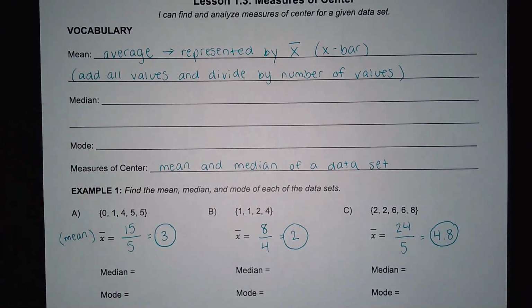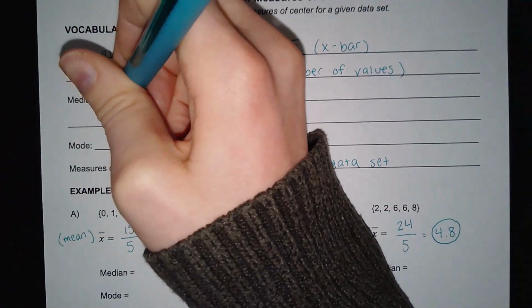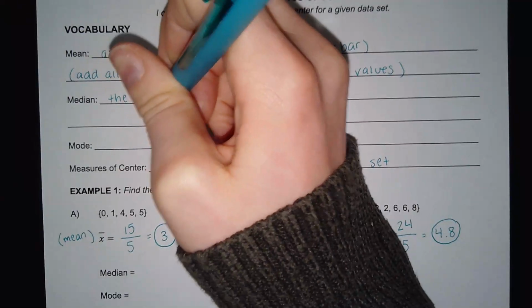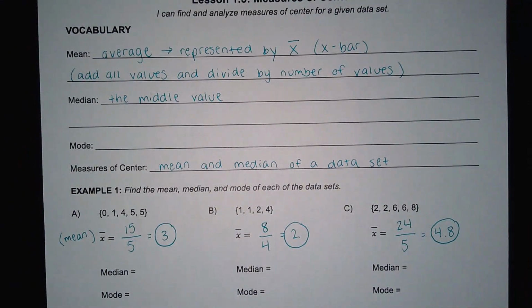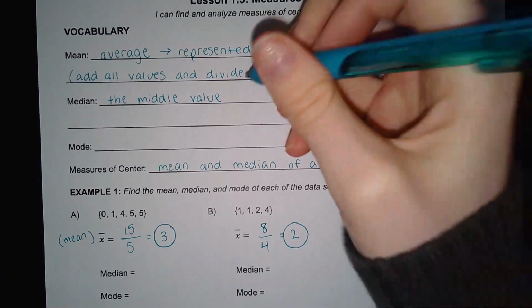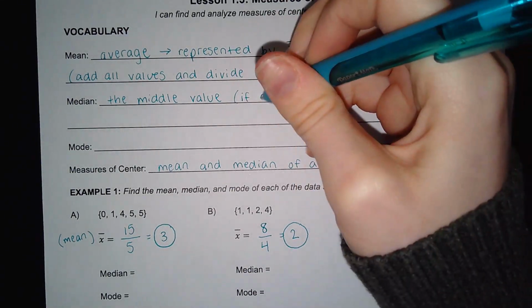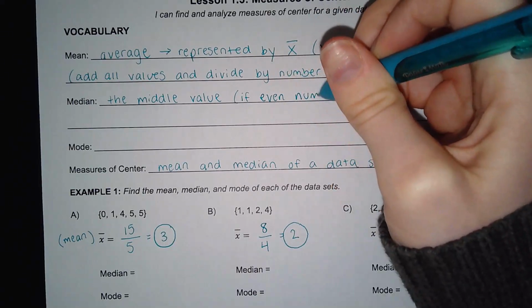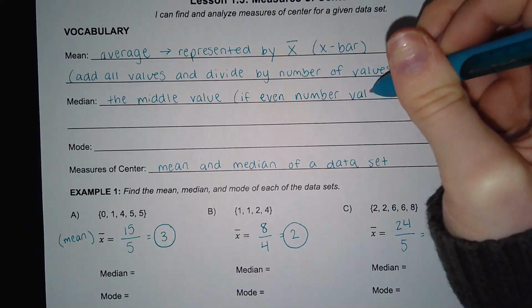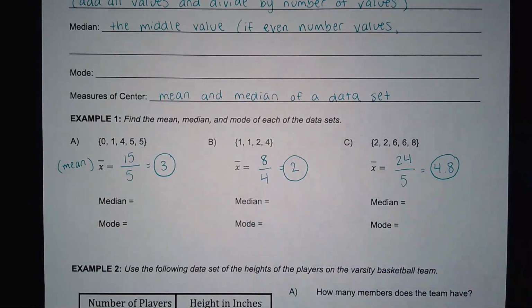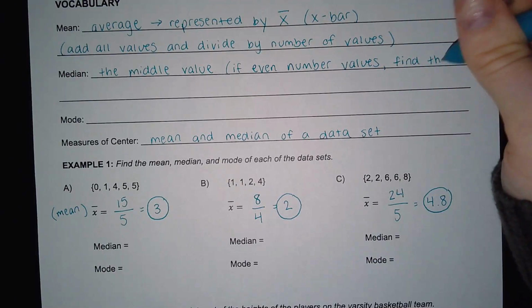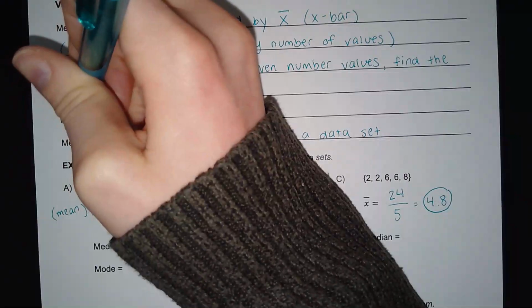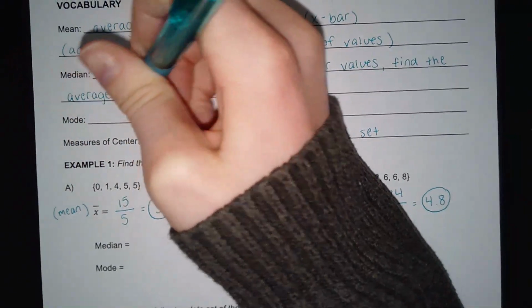Second one we're going to talk about is the median. The median is the middle value of a data set. So median, think in the middle. Now, this might be a little bit tricky because if we have an even number of values, we're not just going to have one number in the middle. If, for example, here, if we have 4 values, we won't just have one number in the middle. So what we're going to have to do is find the average of the middle 2 values.